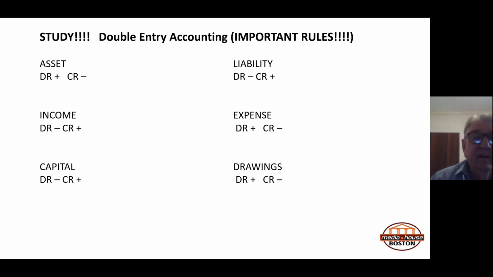When you borrow money on the other hand, on a bond or long-term loan, you're going to credit the liability. You're going to credit the liability, and that means it increases.